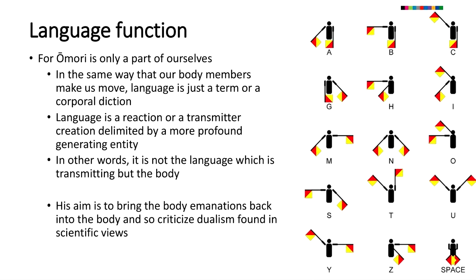And we can see that with semaphore. Okay? With semaphore, basically, people don't talk. But somebody understands it. And the only thing which moves is the body. There is no language at all. Well, there is a language, but the essence of the language is an emanation of the body. Okay, it comes from the body. But that's not really new.